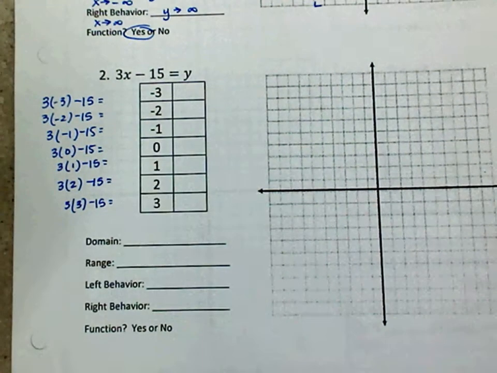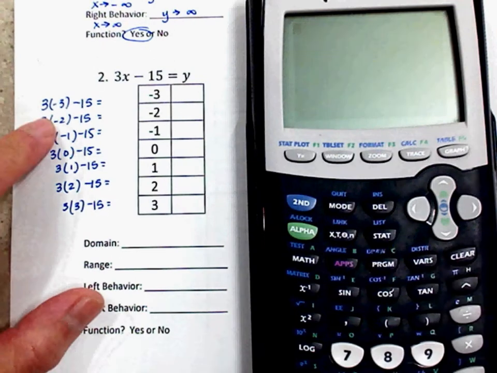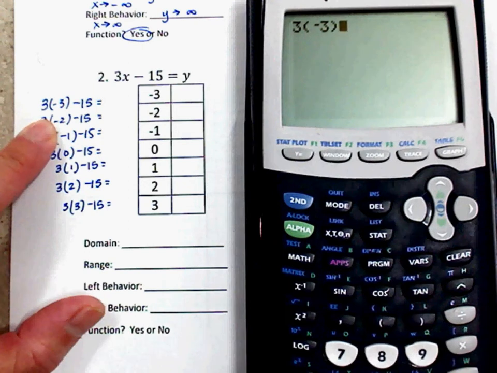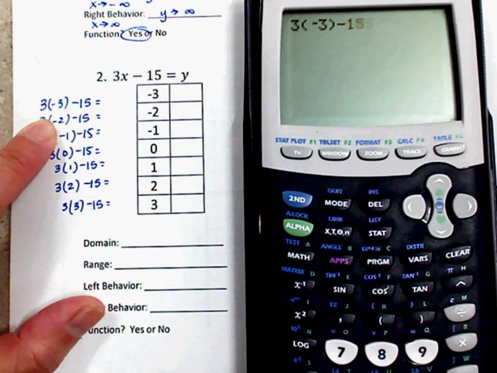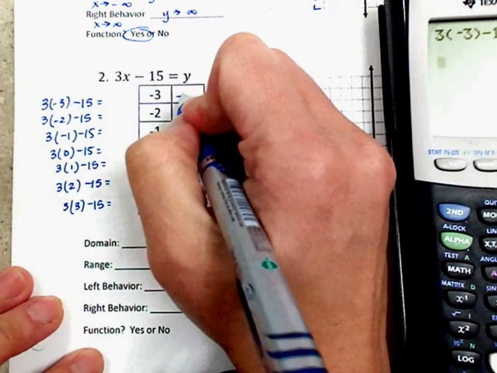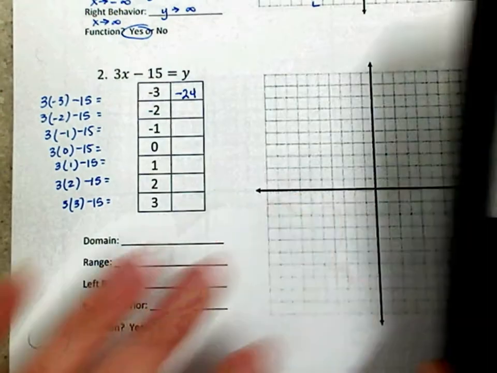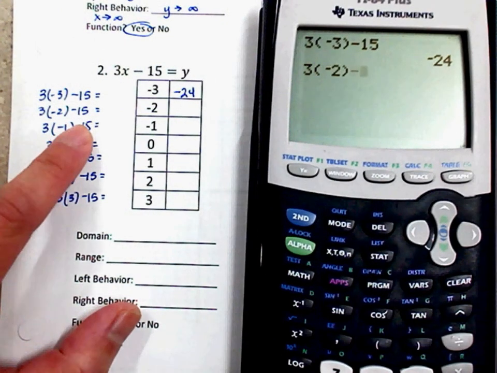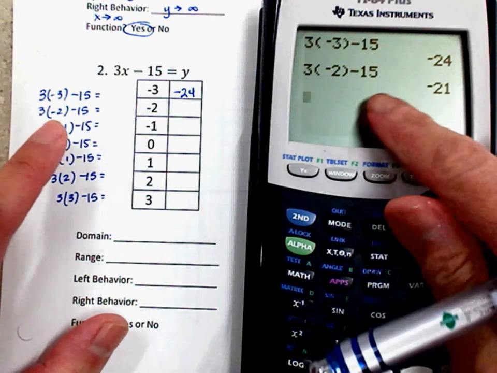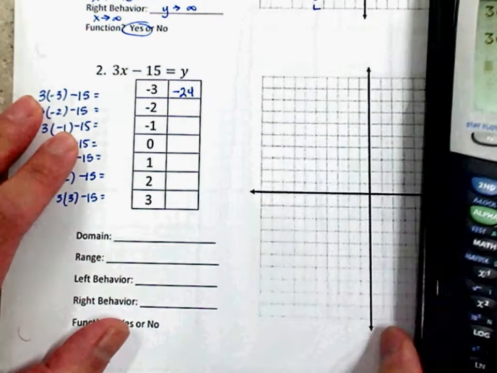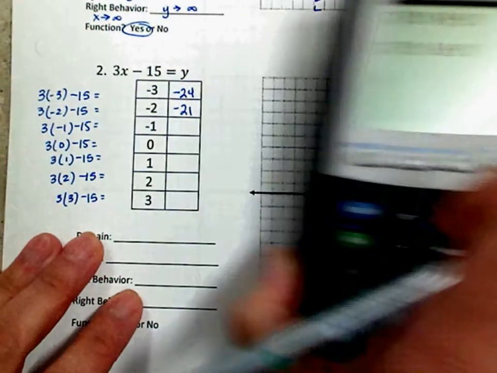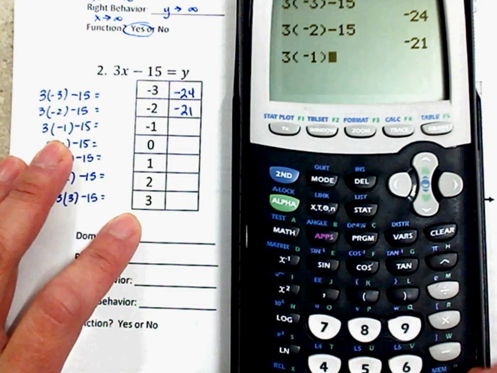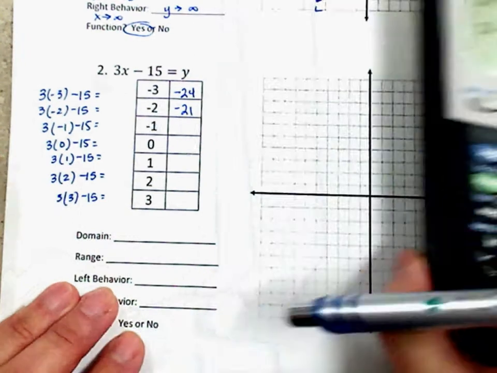All right, so let's go ahead and go to our calculator. 3, parentheses, negative 3, minus, here's minus, not negative, minus 15, negative 24. Notice I didn't lay my graph first, there's a reason why. 3 parentheses, negative 2, minus 15. See how the minus is longer than the negative? Negative 21. I'm doing a math operation. 3 parentheses, negative 1, in parentheses, minus 15. That gives you negative 18.